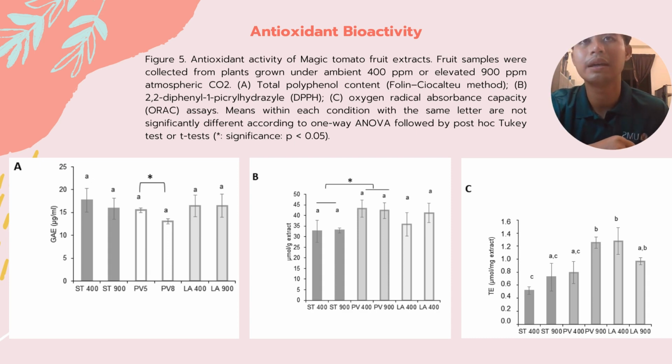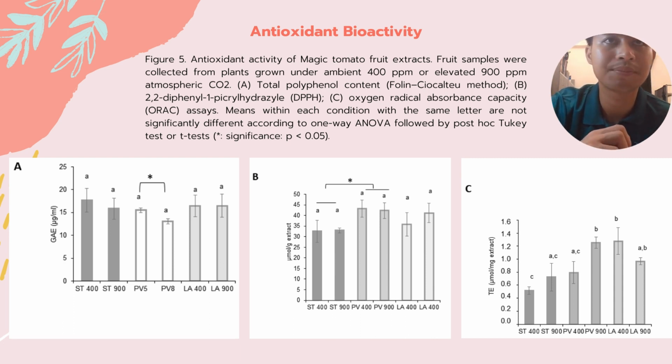For graph A, total polyphenol content, there is not much difference between 400 ppm and 900 ppm. But as you can see, for the Stupici tomato, 400 ppm has a higher value of polyphenol content compared to ST 900 ppm. And then we move to the next graph, B. There is also not much difference between the values of 400 ppm and 900 ppm concentration of CO2.